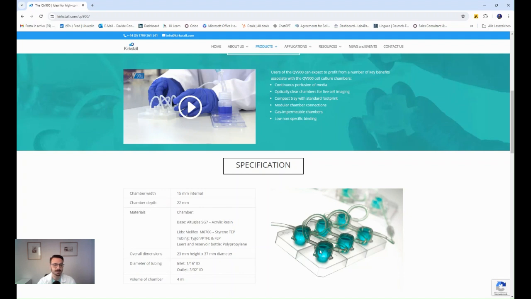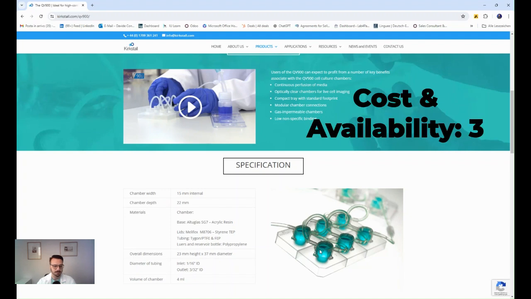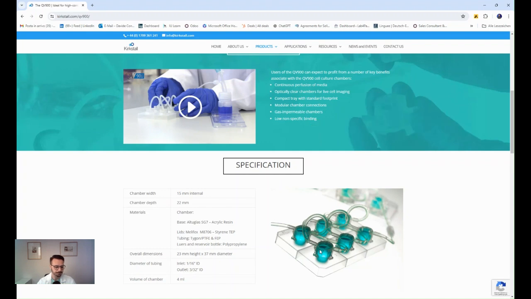And then we have cost and availability. Here, the cost is moderate for the kind of model, considering there's a lot of plastic in there. Potentially, it could be one of the different things to consider. And availability, we know that sometimes they run into back orders, so it depends a little bit how often you have your experiment. We have a 3 here.